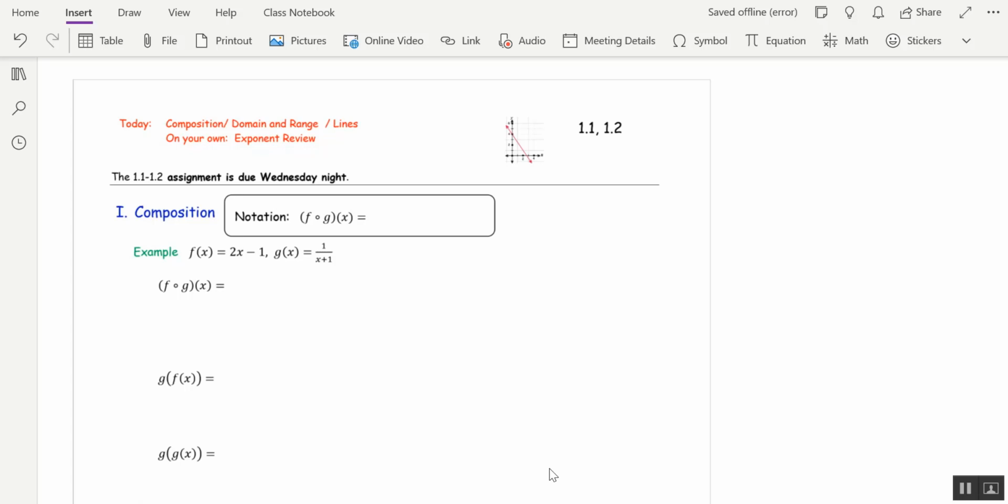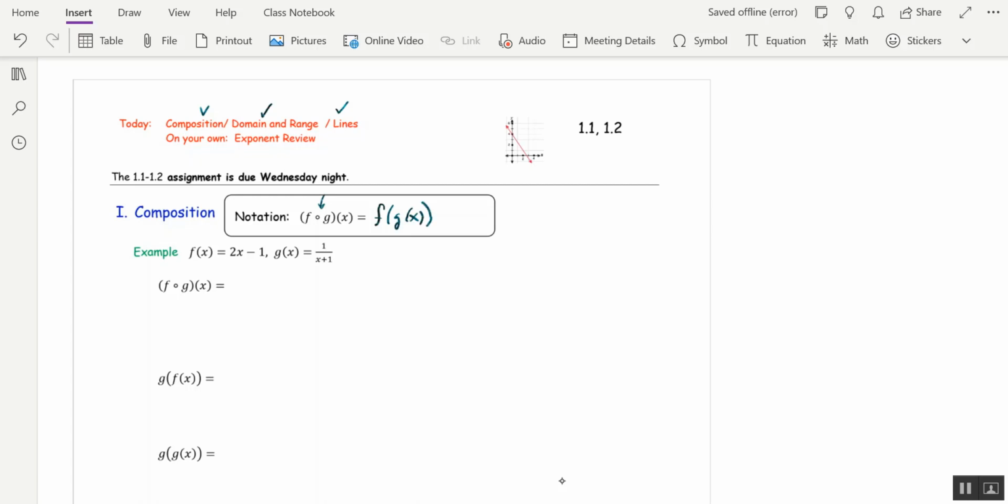Today we're going to review some pre-calc material: composition, domain and range, and lines. So let's start with composition. F composed with g of x can be written with this hollow circle, but the notation I like more is f of g of x. It means do g first, then f.